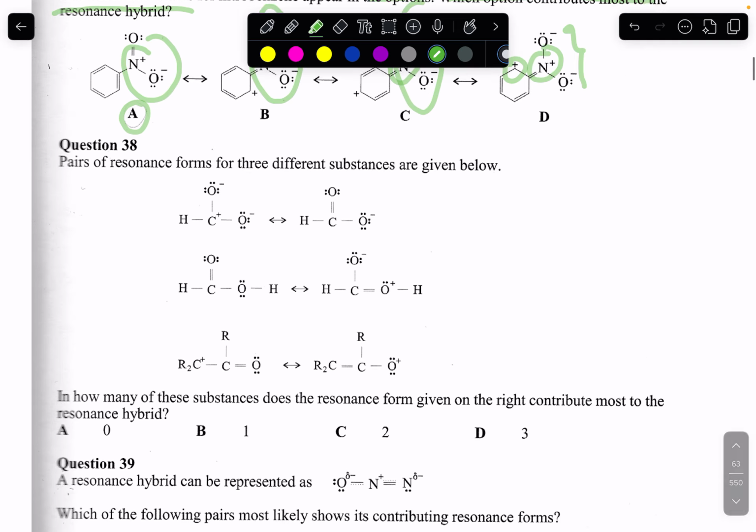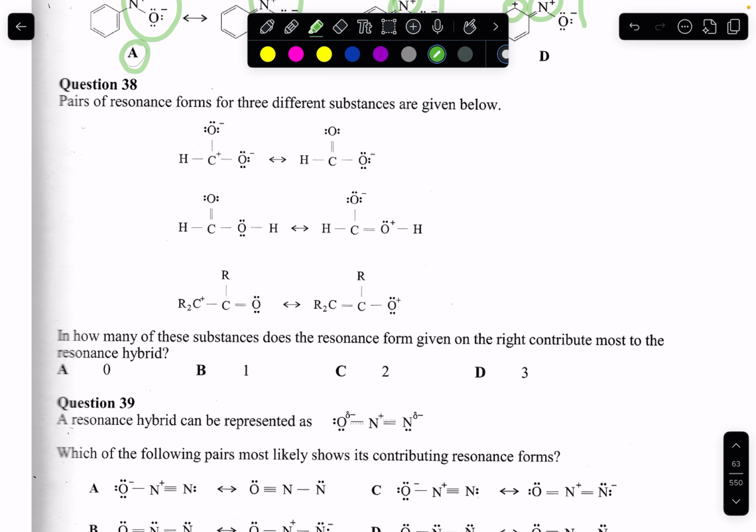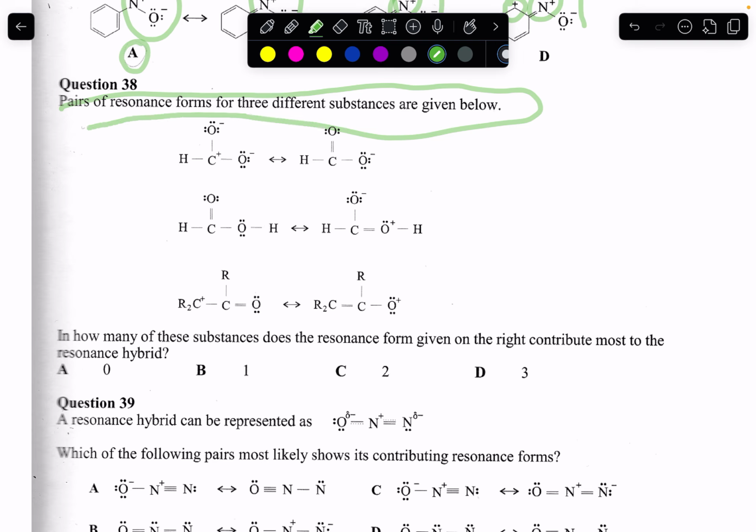Clear? Now question number 38. Pairs of resonance forms of 3 different substances are given below. In how many of these substances does the resonance form given on the right contribute most to the hybrid? So we have to figure out which one in the given pair is more stable on the right-hand side.